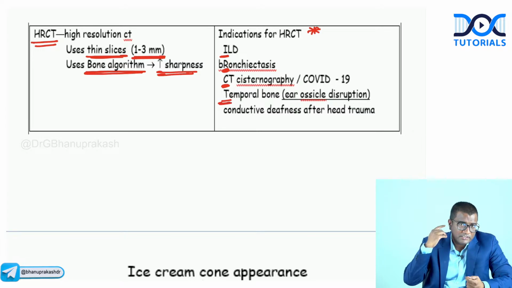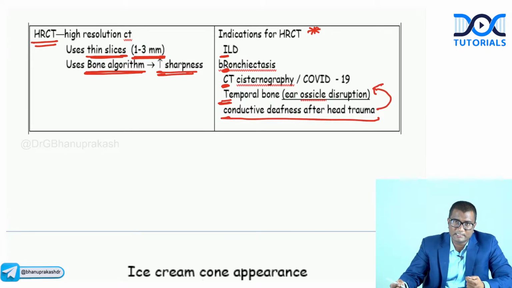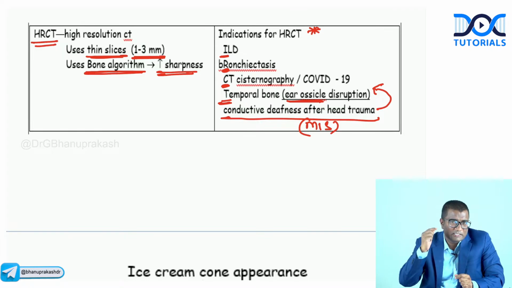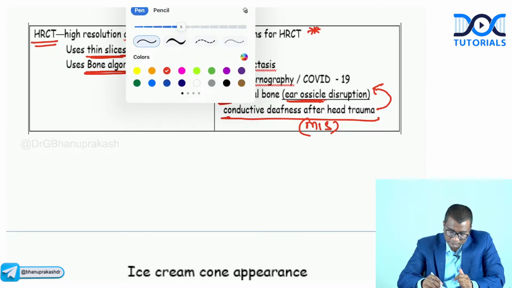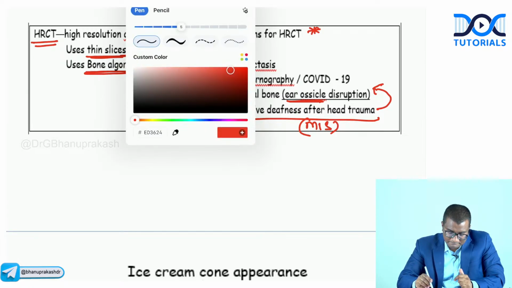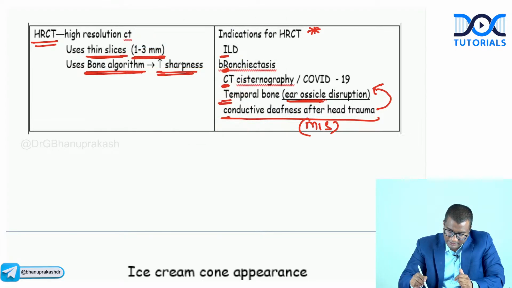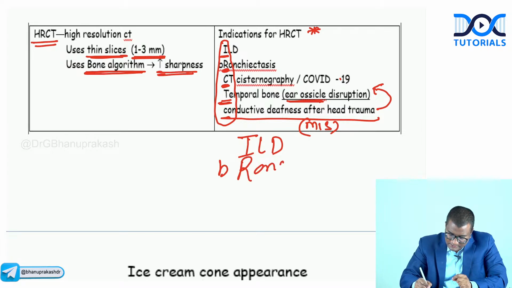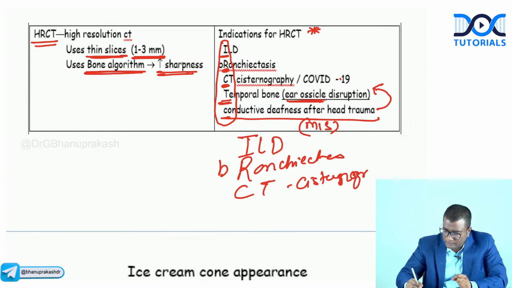And even when we have fractures of the temporal bone, especially the petrous temporal bone, which can lead to ear ossicle disruption. So whenever we have a conductive deafness after head trauma, we suspect ear ossicle disruption. And remember, the ear ossicles are small bones: malleus, incus, stapes. To look at these very small bones, you have to take thin slices, and that is your HRCT. So you can remember the indications of HRCT like this. Okay, so this is HRCT. If you see carefully, you can see HRCT there. So remember, interstitial lung disease, bronchiectasis, just write it like this, right? CT cisternography, even COVID cisternography, you do all your CO-RADS and all, right?